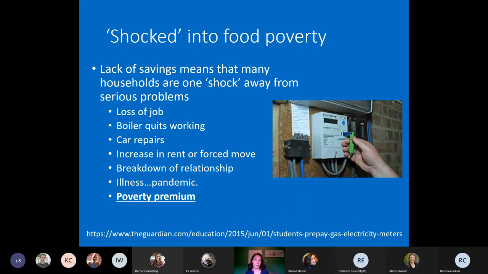The appeals process for PIP takes up to a year. So people are on a much lower income without any resources for up to a year, plus all the kind of associated anxiety and uncertainty around that is really problematic.